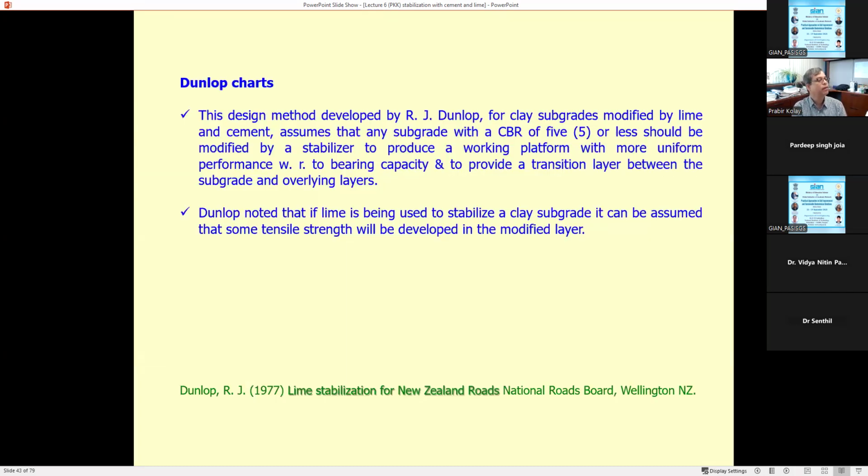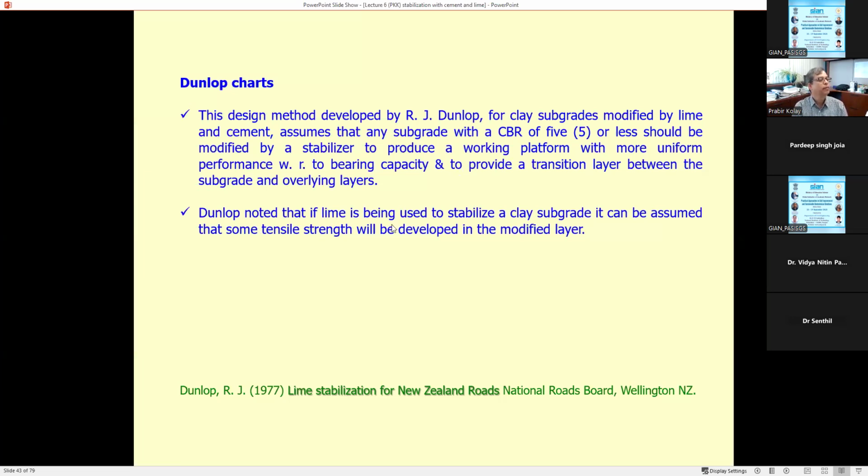So there is a chart over here. This is a Dunlop chart, okay, that can be used to calculate what percentage of lime is needed, depending on the thickness of the pavement you need, and then you also need to know the CBR values. So Dunlop developed a design chart for clay subgrade modified with either lime or cement, with a CBR of 5 or less, okay?